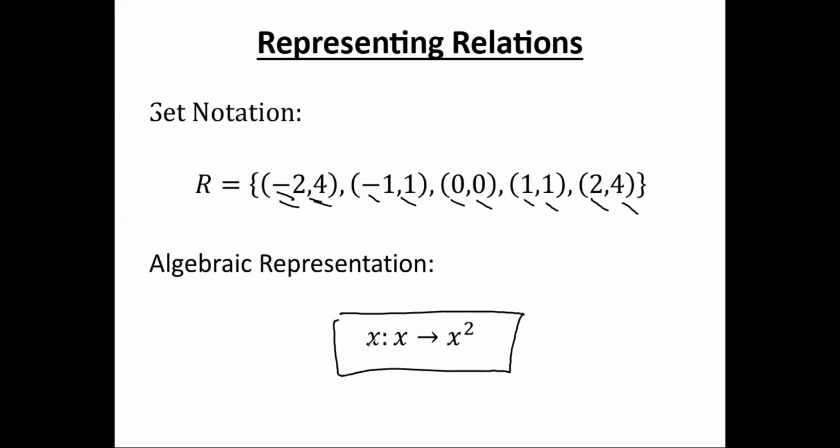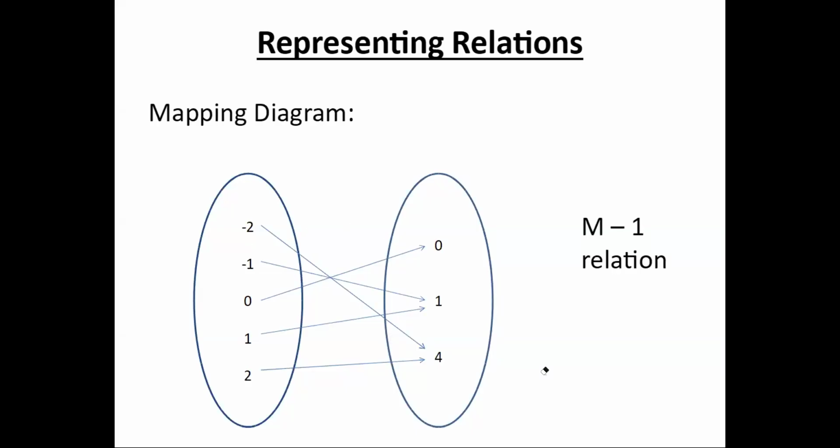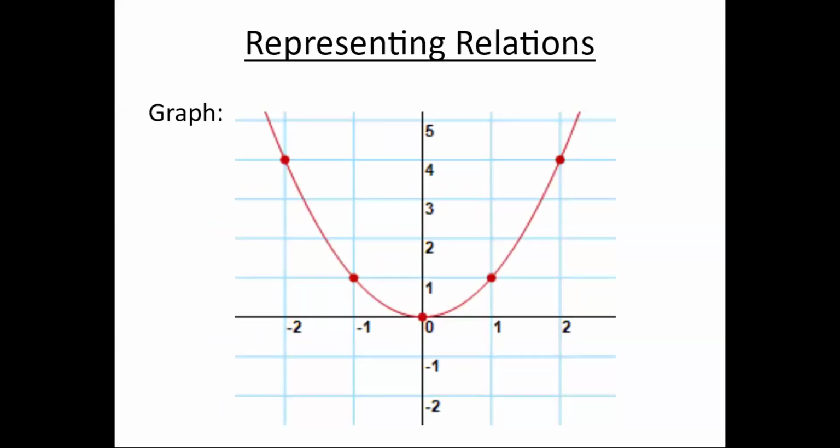So the relation can be described as x is such that x maps onto x squared, right? Not very difficult. This, however, if you were to see it on the mapping diagram, you recognize it as a many-to-one relation or a many-to-one mapping, right? Because you're seeing -2 and 2 go to 4. You're seeing -1 and 1 go to 1, right? So there's a little different type. We had one-to-one, now we're having a many-to-one, right? And if you were to represent that on a graph, that's what it looks like.